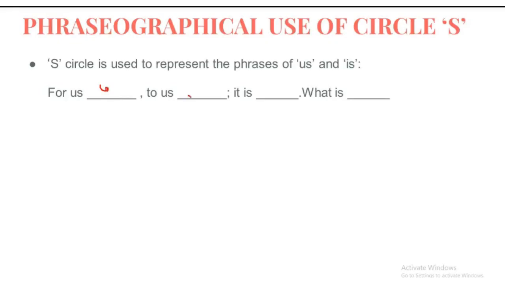2 is written on the line. S circle will represent us. It is written on the line. S circle will represent is. What is written above the line with left open and S circle will represent is.